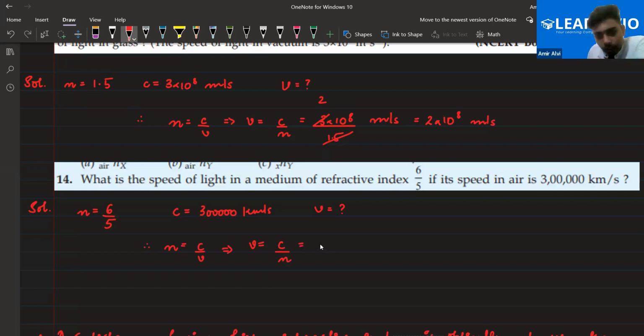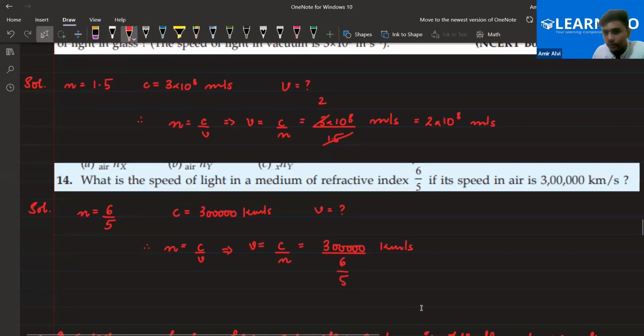Toh C ki value kitni hai aapki? 3 lakh kilometer per second. 3 lakh, divided by 6 by 5, kilometer per second, because speed is given in kilometer per second. So dekho, this is a double division. So what will happen? This 5 will go in the numerator, because this is a double division. This 5 will go in the numerator. So this will be 3.